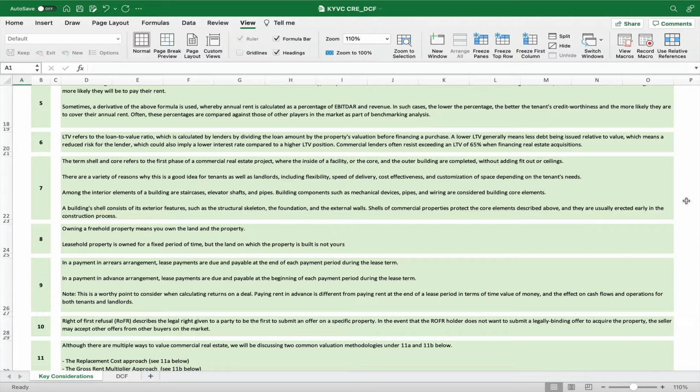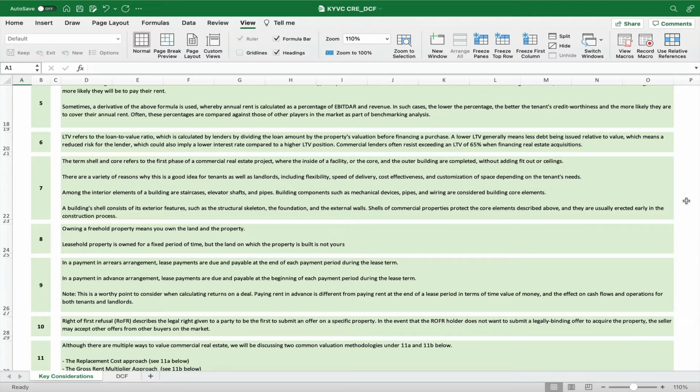I know it sounds a little alien, but there are many reasons why this is a good idea for tenants as well as landlords, including but not limited to added flexibility, speed of delivery. You don't have to wait for a developer to complete the fit-outs. Cost effectiveness. You, as a tenant, are in a better position to design based on your specs and your requirements, and you can customize space depending on your needs.